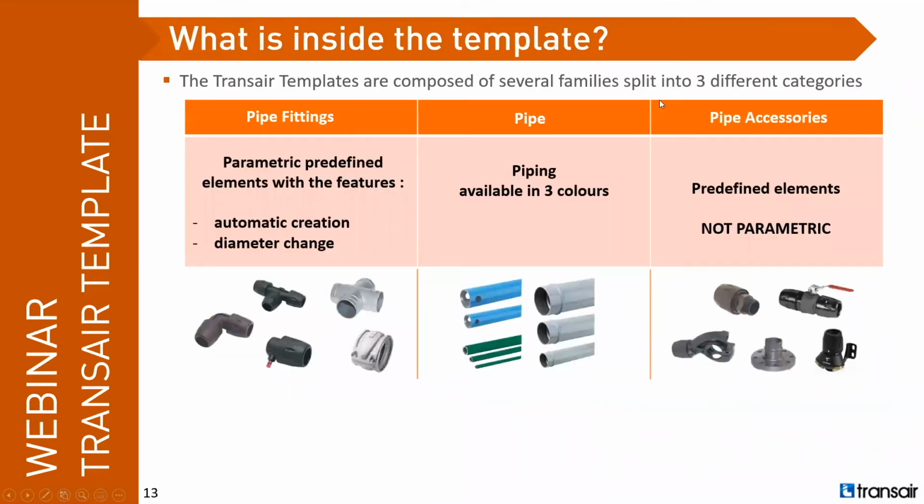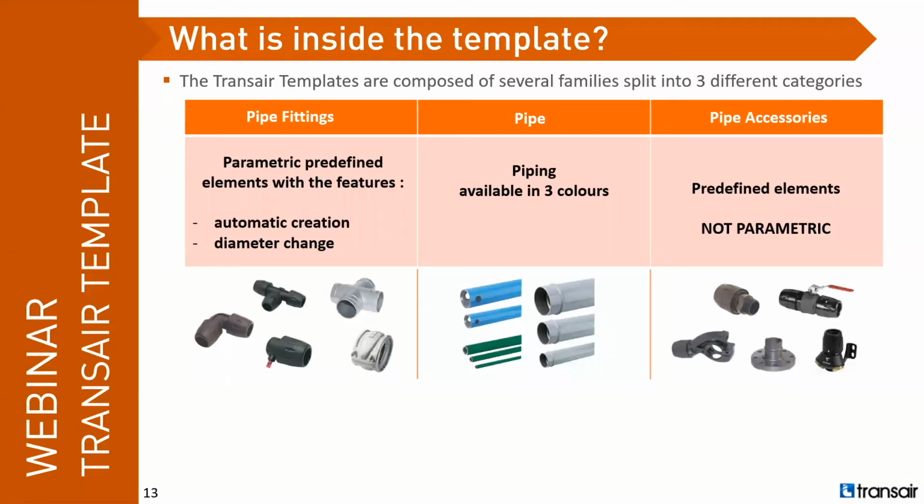But what is inside the template, you're wondering? The template is composed of different families, actually 3. First, we have the pipe fittings, then the pipe, and last, the pipe accessories. The pipe fitting is everything that is parametric with predefined elements, with automatic creation and diameter change. In that category, in the fittings, we usually have T's, elbows, end caps, cross connectors. Then we have the pipe.